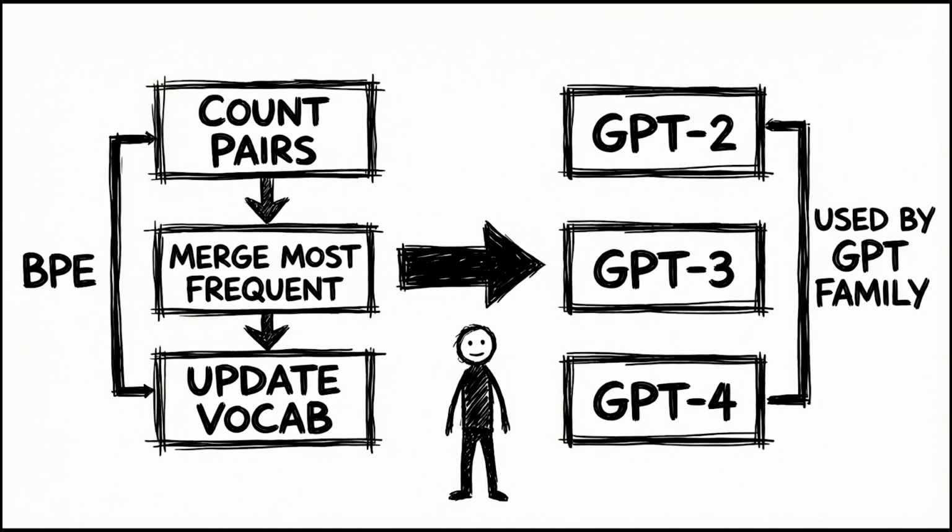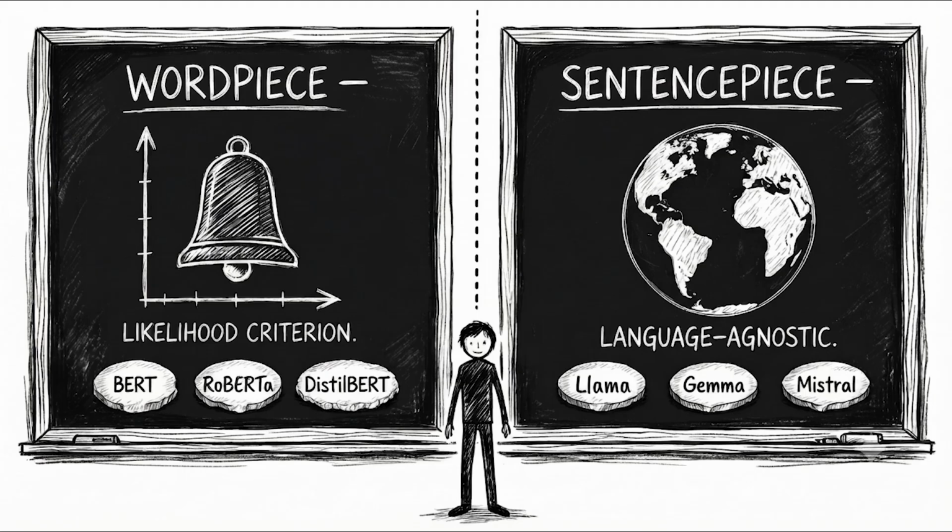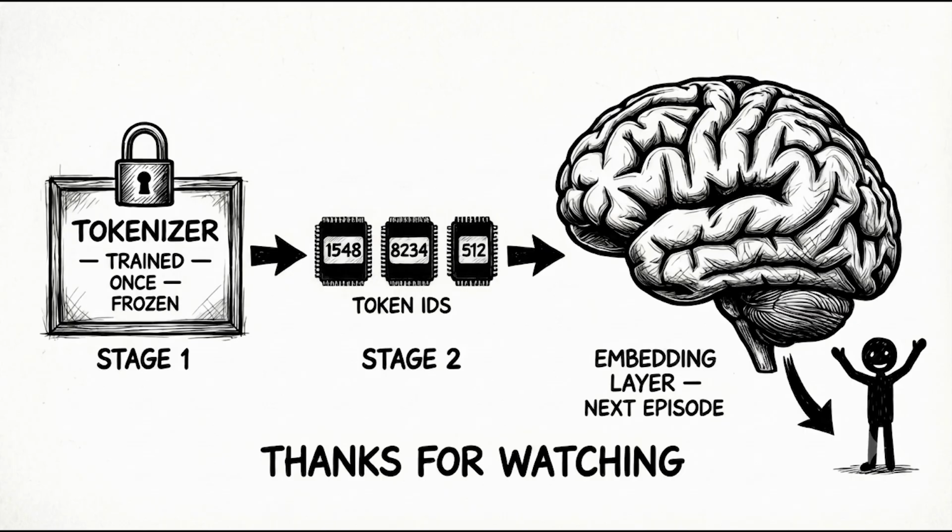BPE builds its vocabulary by repeatedly merging the most frequent character pair and is used by the GPT family of models. WordPiece uses a likelihood-based criterion instead of raw frequency and tends to preserve more linguistically meaningful units. SentencePiece treats text as a raw character string with no assumption about white space, making it language agnostic and the foundation for most multilingual models. A tokenizer is trained once on a large corpus, its vocabulary is frozen, and the language model is then trained on top of it.